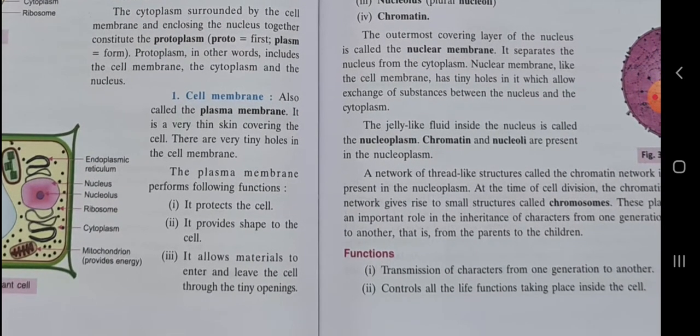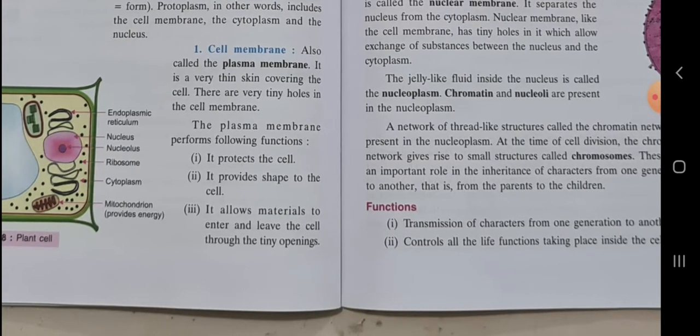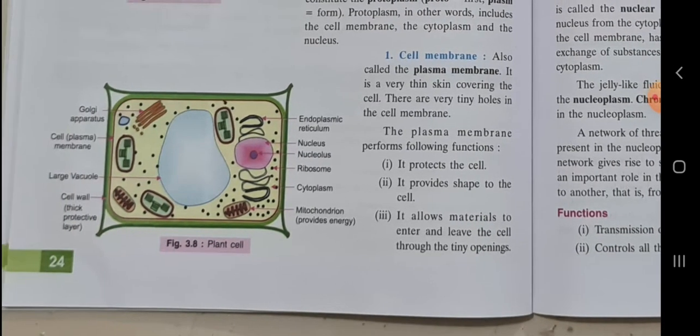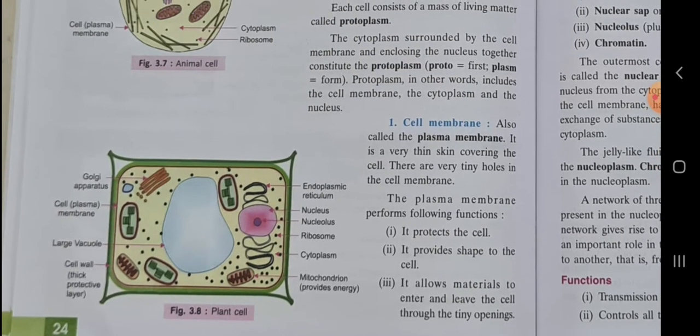We move forward to the cell membrane. The cell membrane is also known as the plasma membrane. It is a very thin skin covering. There are tiny holes in the cell membrane, and the cell membrane performs the following functions. It protects the cell, it provides shape to the cell, and it allows materials to enter and leave the cell through the tiny openings.